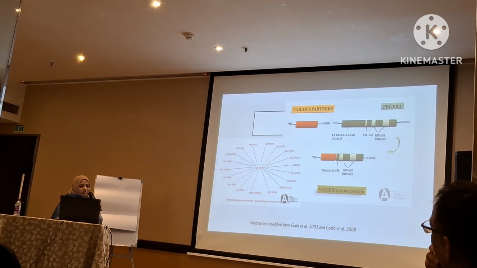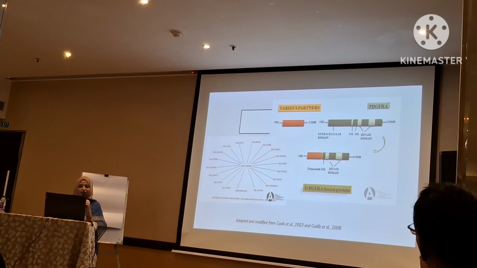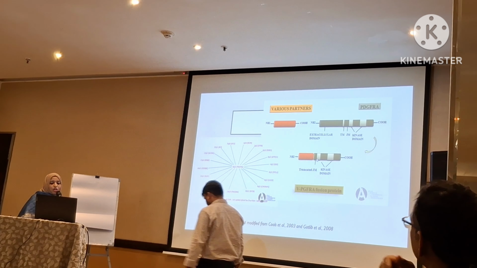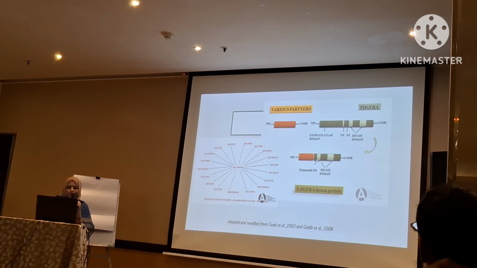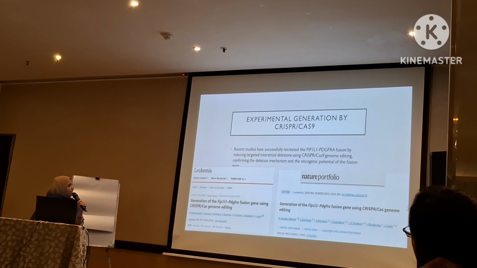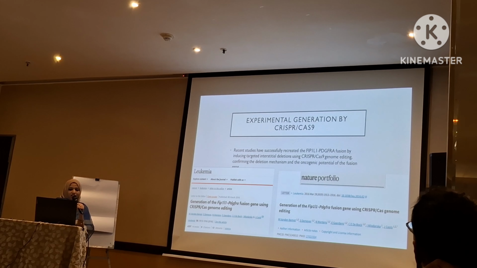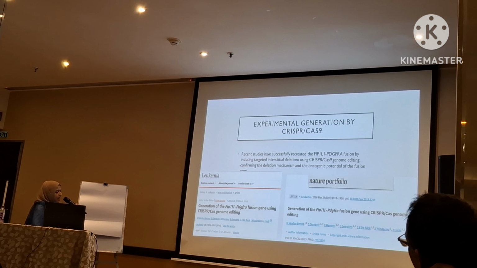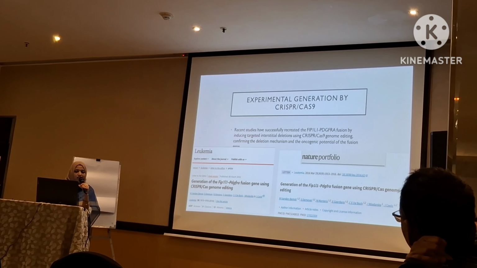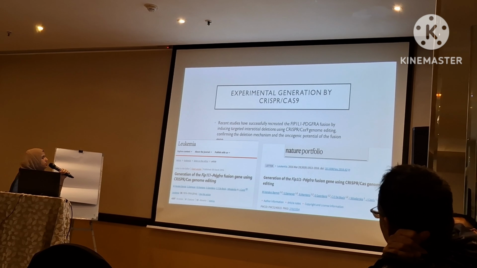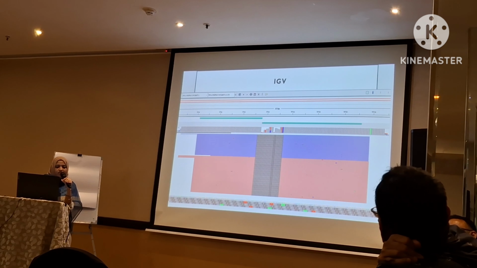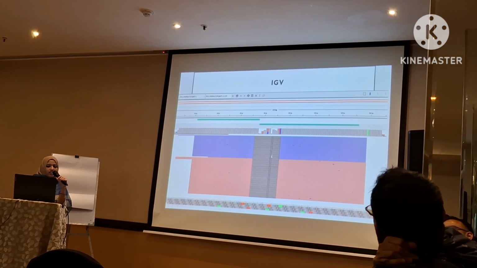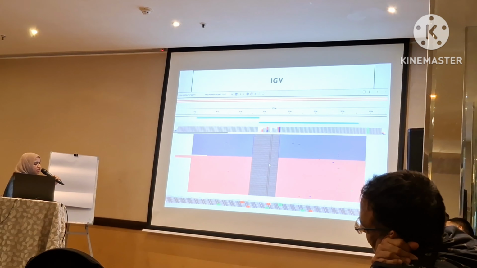So apart from FIP1L1, we have other partner genes which will also bind to the same exon 12 juxtamembrane domain, leading to loss of the autoinhibitory function of the juxtamembrane domain. The same thing was also confirmed by experimental CRISPR-Cas9 gene editing technology, which confirms the deletion mechanism and the oncogenic potential of the fusion. The same thing can be viewed on the Integrative Genomics Viewer. In the center, you can see the black lines. These indicate the deleted region.